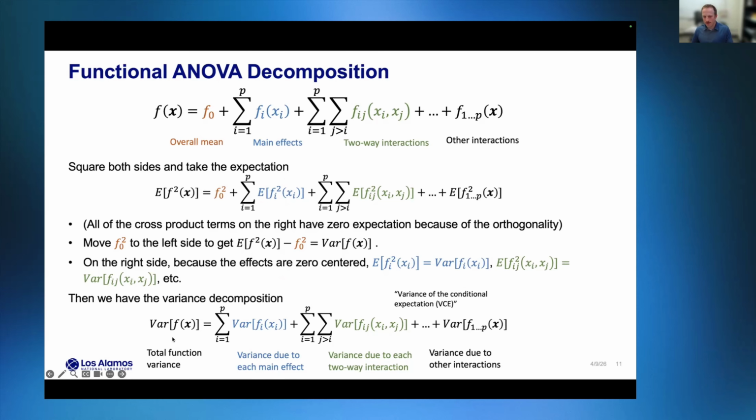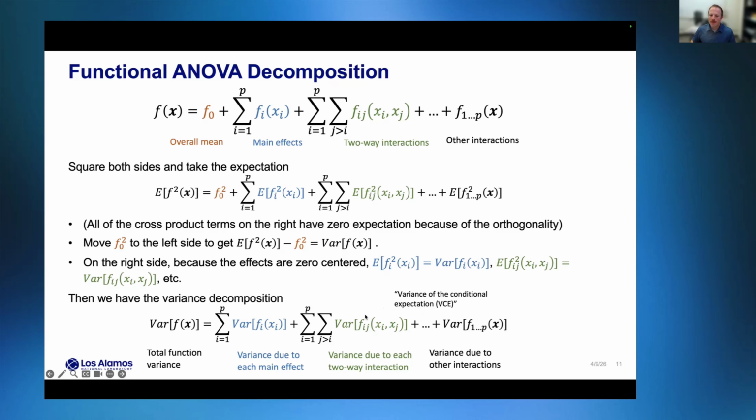The total variance of the function is equal to the sum of, and remember, when I talk about the variance of the function, I'm talking about x being a random variable. I did a transformation, f of x. And so that's a new random variable. And I'm talking about the variance of that random variable. And so that is the sum of the variances of the conditional expectation terms for the main effects. So the variance due to each main effect, variance due to each two-way interaction, and so on. Throughout, I'll call those the variance of the conditional expectation.